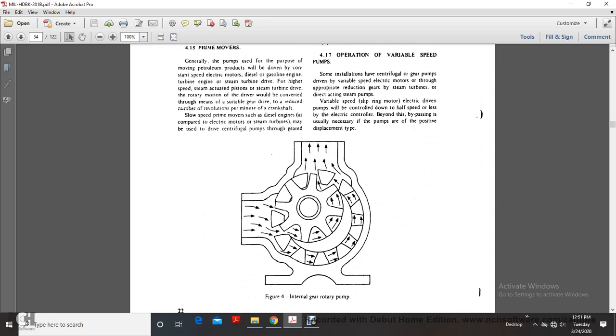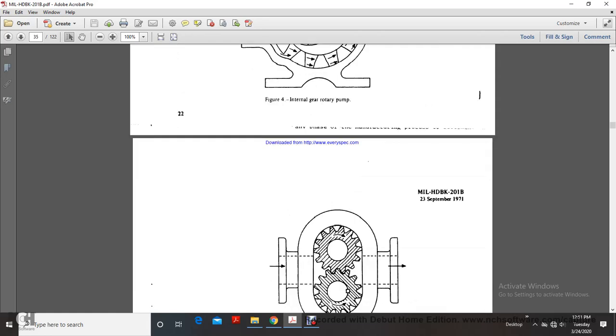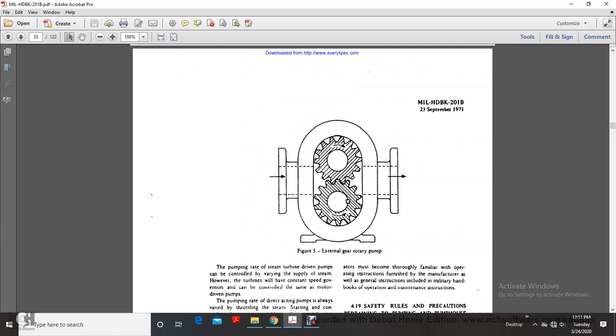Figure 4 shows the internal gear type rotary pump. This shows the external gear rotary pump.